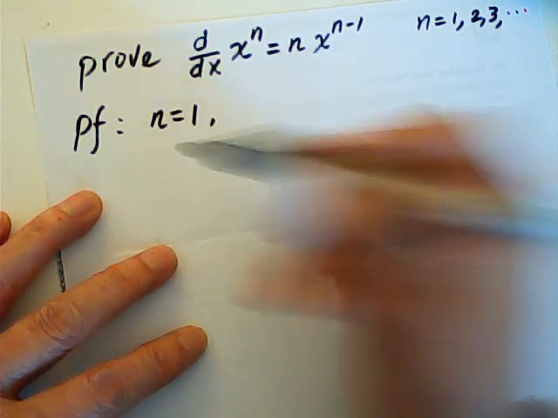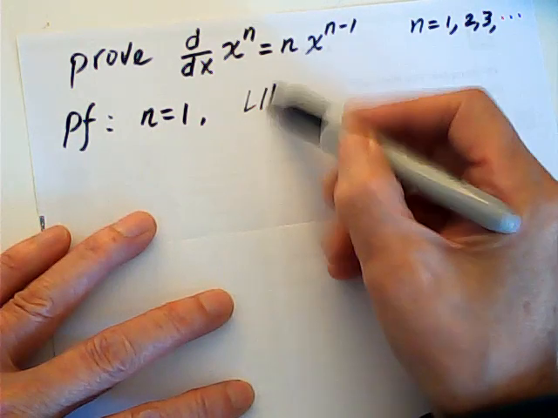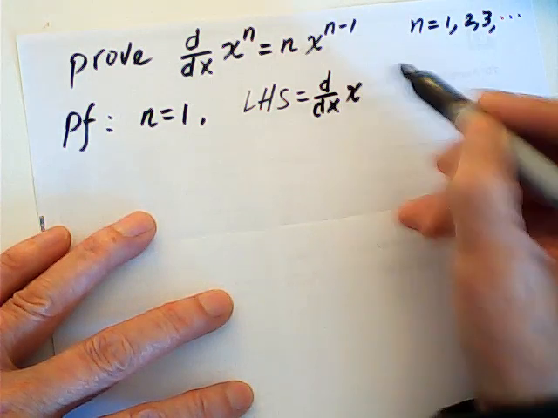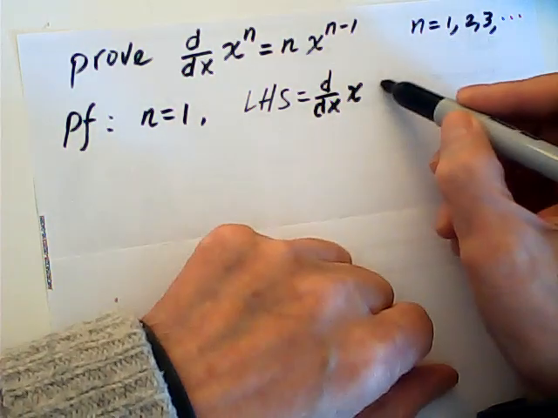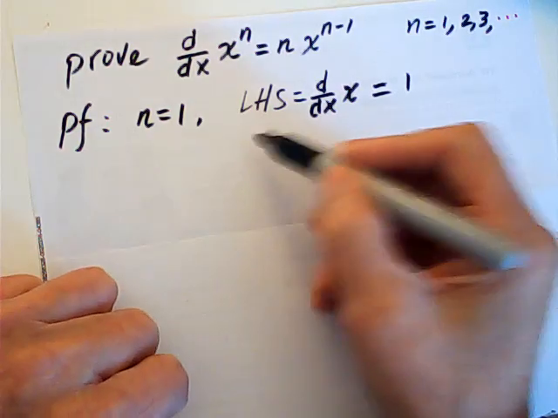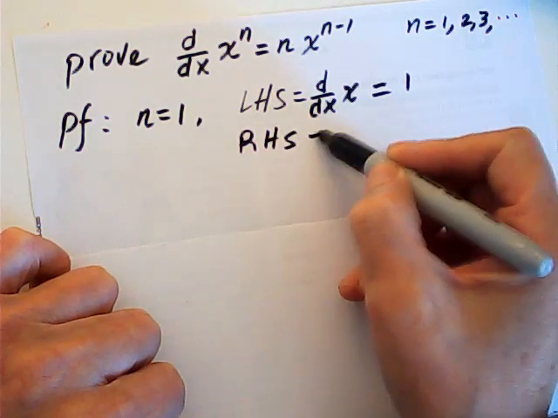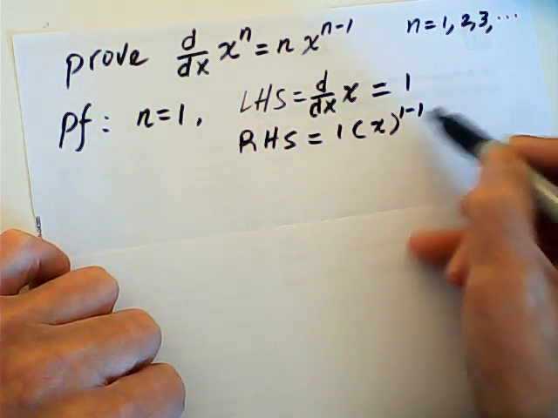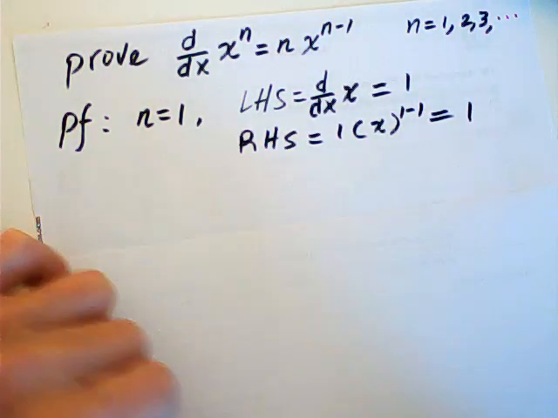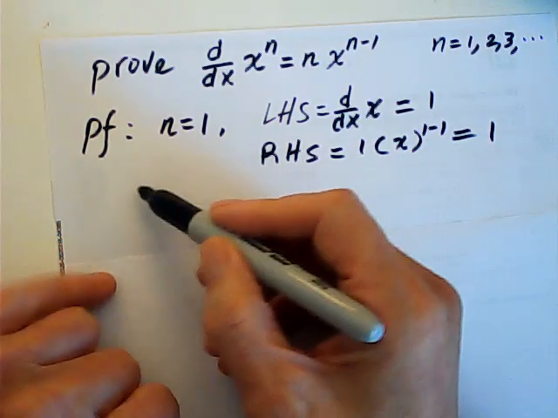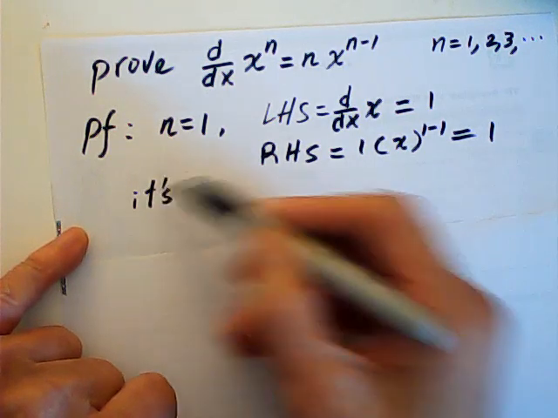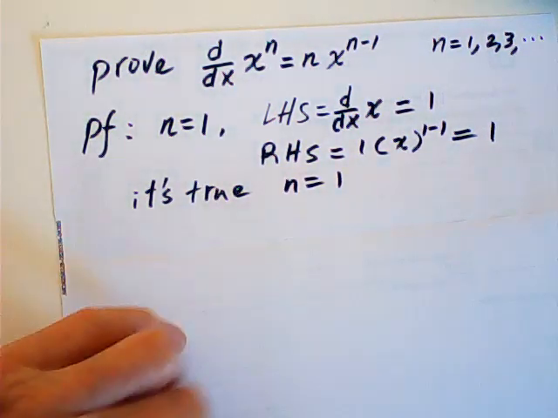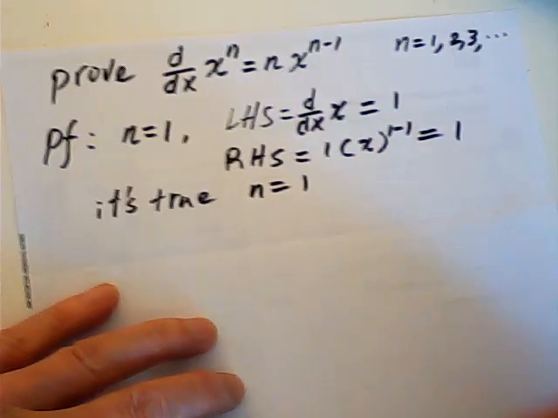n equal to 1, the left hand side is equal to the derivative of x with respect to x. That's equal to 1, right? It is true. The right hand side is equal to 1 times x to the power of 1 minus 1, which is also equal to 1. Therefore, it is true for n equal to 1. That is the first step.